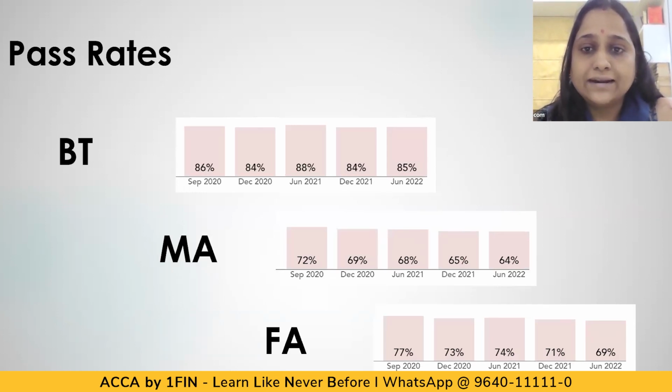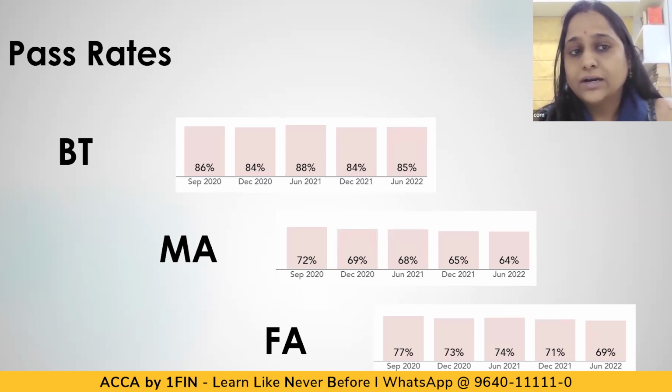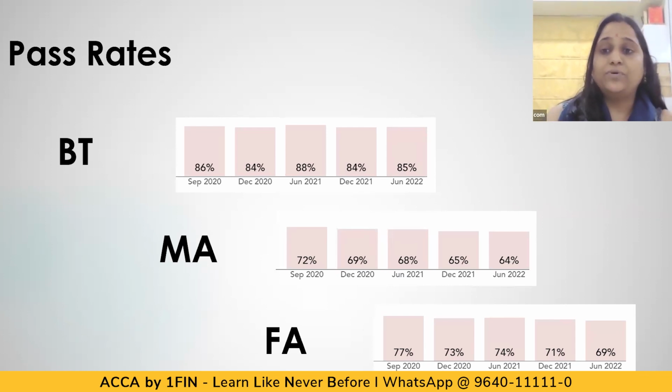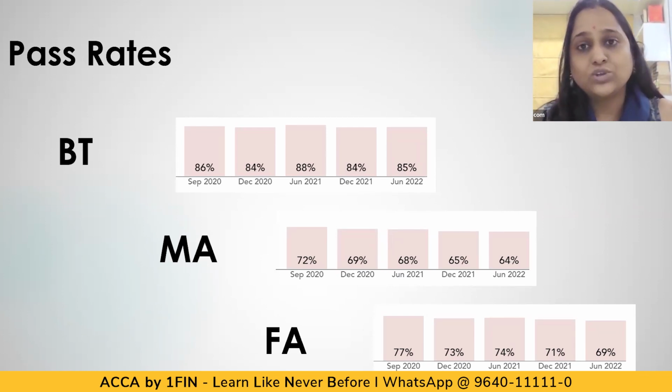Now, if you look at the slide right now, it is giving you the pass rates given by ACCA itself till June 22 of all 3 papers, that is business technology, management accounting, and financial accounting. So if you look at the numbers, I'm sure you get the assurance that it is quite manageable. The pass rates give you a hope that it's not so difficult. It's only the way you prepare and you present and you get through that exam that it will help you get through this level very easily. But as I mentioned before, the concepts learned here are very important. So that makes this level even more important.